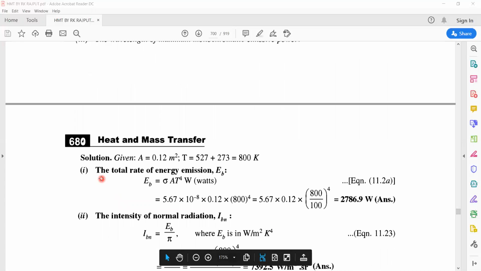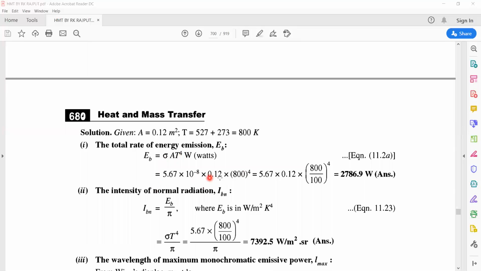In the first bit, we are asked to calculate the total rate of energy emission. It is given by the simple Stefan-Boltzmann law. That is, the emissive power of a black body equals sigma A T to the power 4, where A is the area, sigma is the Stefan-Boltzmann constant, and T is the absolute temperature in kelvins.